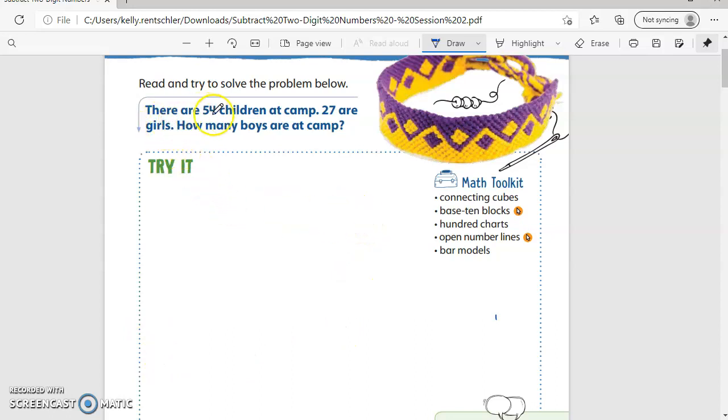All right. The first thing that I want you to do is use this white space right here to try to solve: There are 54 children at camp. 27 are girls. How many boys are at camp? So go ahead and hit pause and try to solve that.